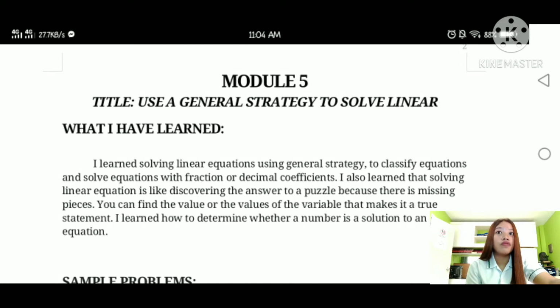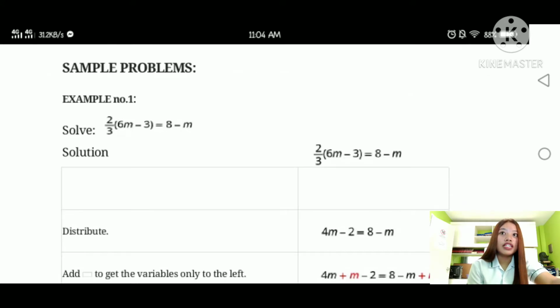I also learned that solving a linear equation is like discovering the answer to a puzzle because there are missing pieces. You can find the value or the values of the variable that make it a true statement. And I learned how to determine whether a number is a solution to an equation. For example, 2/3 (6m - 3) = 8 - m.